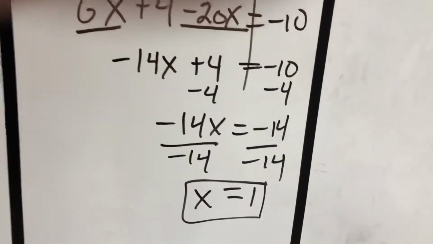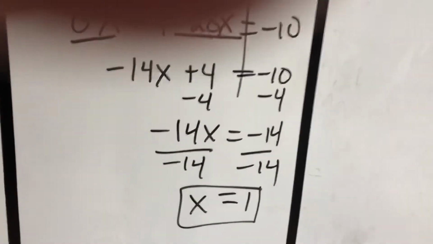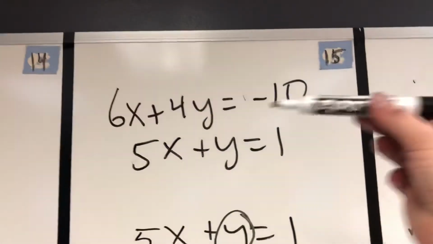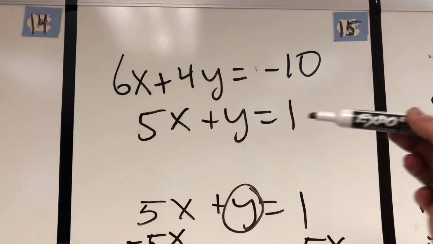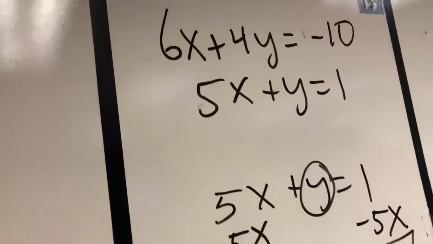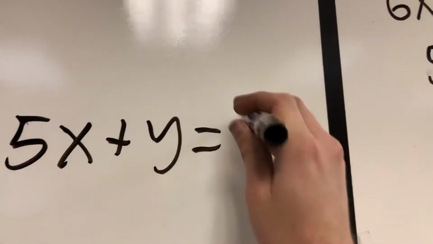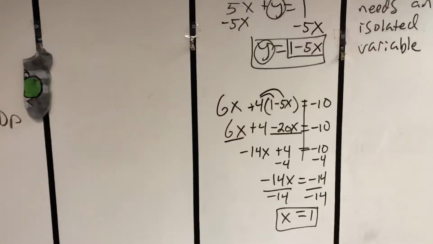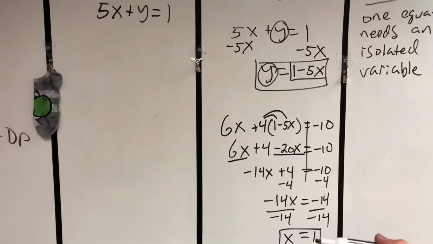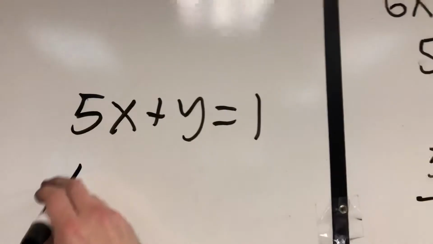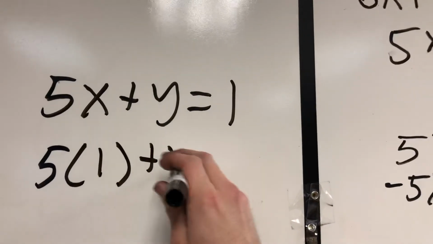Now remember, in a system of equations, you are not done unless you have an answer for both x and for y. So I need to take that answer and go plug it into one of my original equations. This one seems a little bit simpler, so I'm gonna go plug in x up here. So I'm gonna take 5x plus y equals 1. And I am going to go take my answer. X equals 1. I'm gonna plug it in where I see x up there. So I'm gonna put 5 times 1 plus y equals 1.